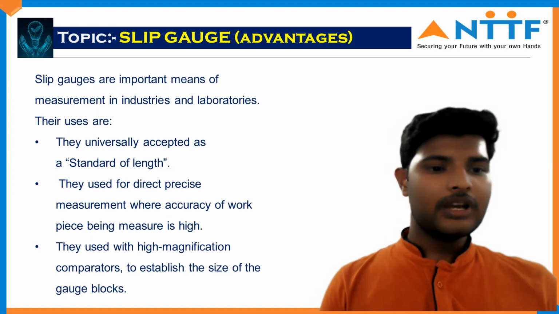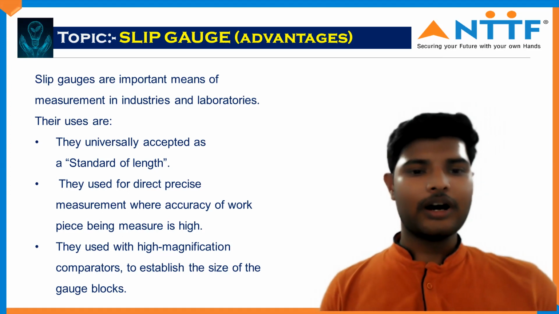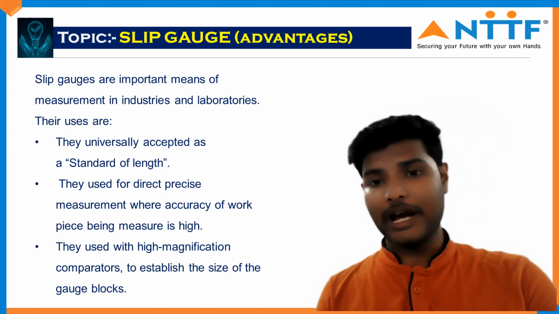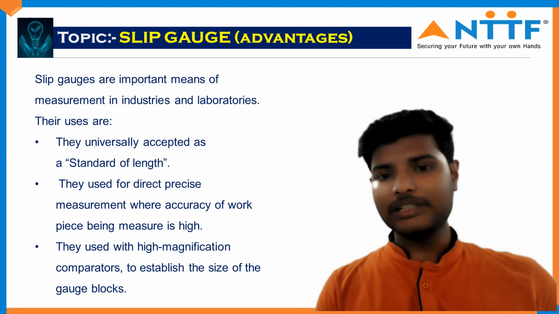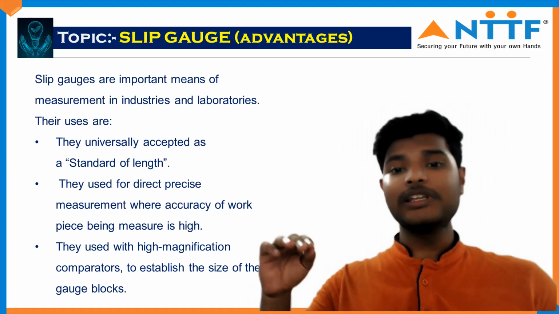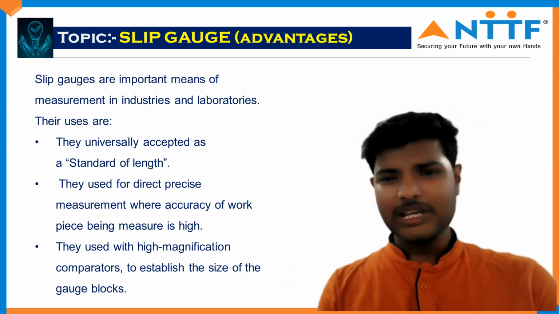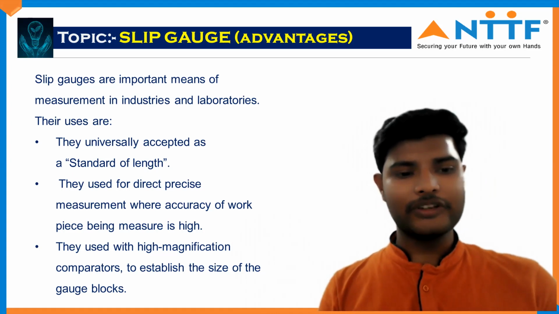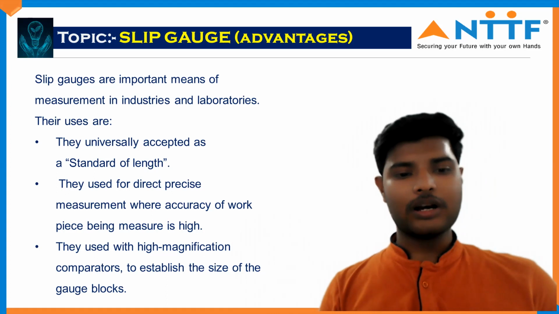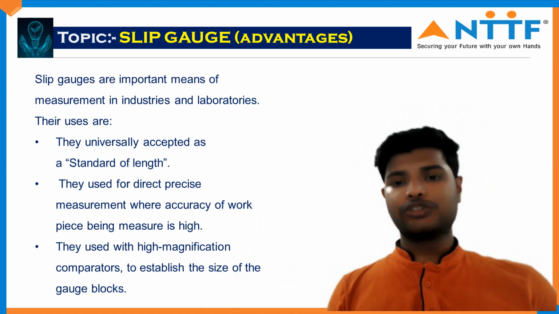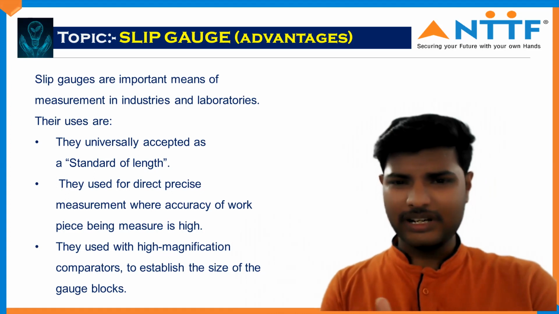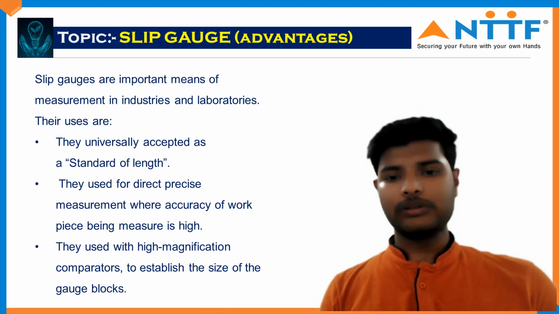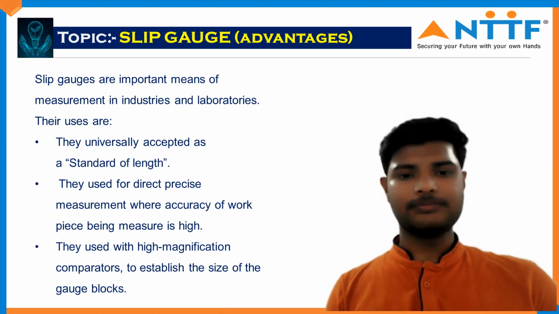They give directly precise measurement accuracy for the work and are measured to a high degree. As I said, the least count is 0.001, so it is measured to a high degree. If we want that much precision, slip gauge is one of the best instruments. They are also used with high magnification and comparison to establish the size of the gauge block. So highly precise, accurate sizes can all be measured with slip gauges.